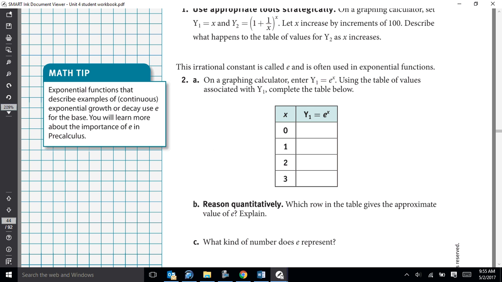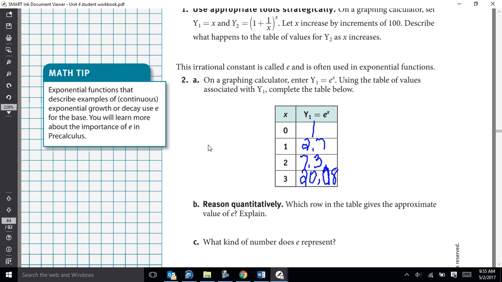You don't need to calculate for that one. But then E to the 1 power is 2.7. And then E squared, and then E to the 3rd power. 5.369. 20.7.